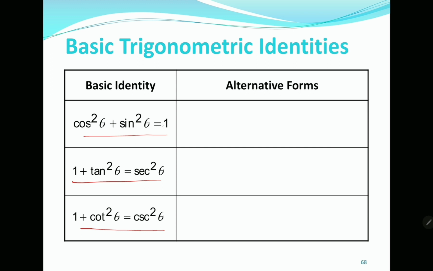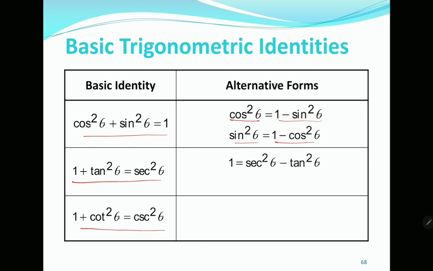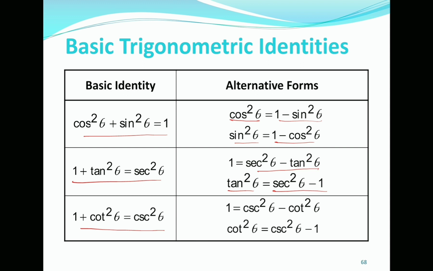See, cos square plus sin square equals 1. So I can write cos square equals 1 minus sin square, or sin square equals 1 minus cos square. These are known as alternative forms. Similarly, for tan and sec, I can write 1 equals sec square theta minus tan square theta, which is of the form a square minus b square. I can also write it as tan square theta equals sec square theta minus 1. Or I can write it as 1 equals cosec square theta minus cot square theta, or cot square theta equals cosec square theta minus 1.